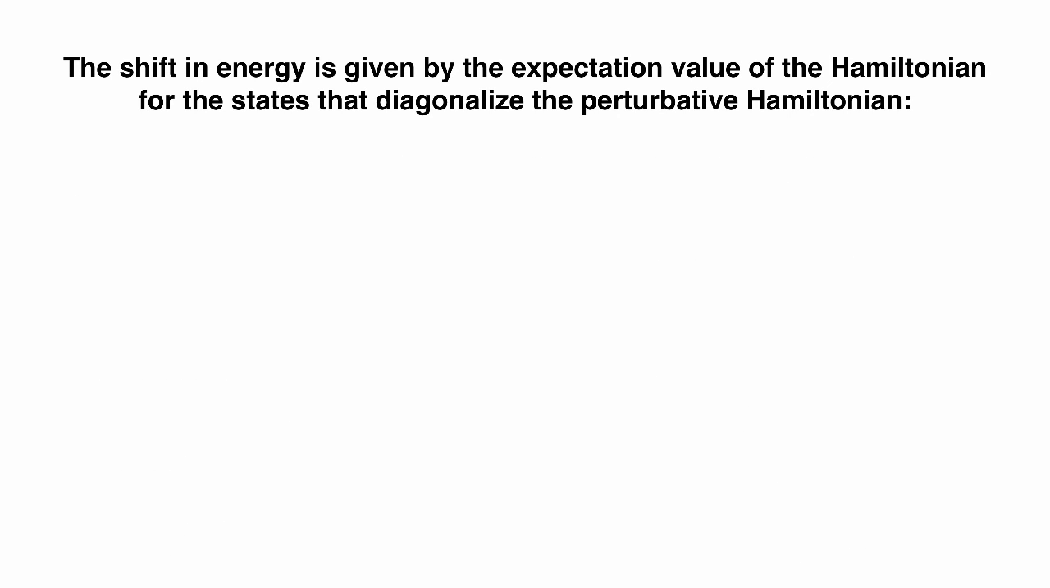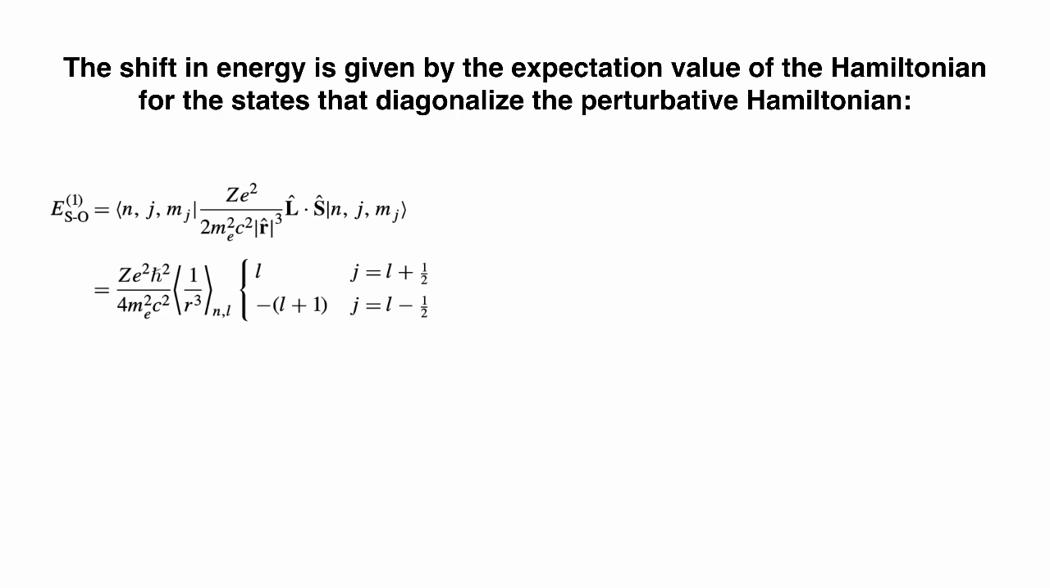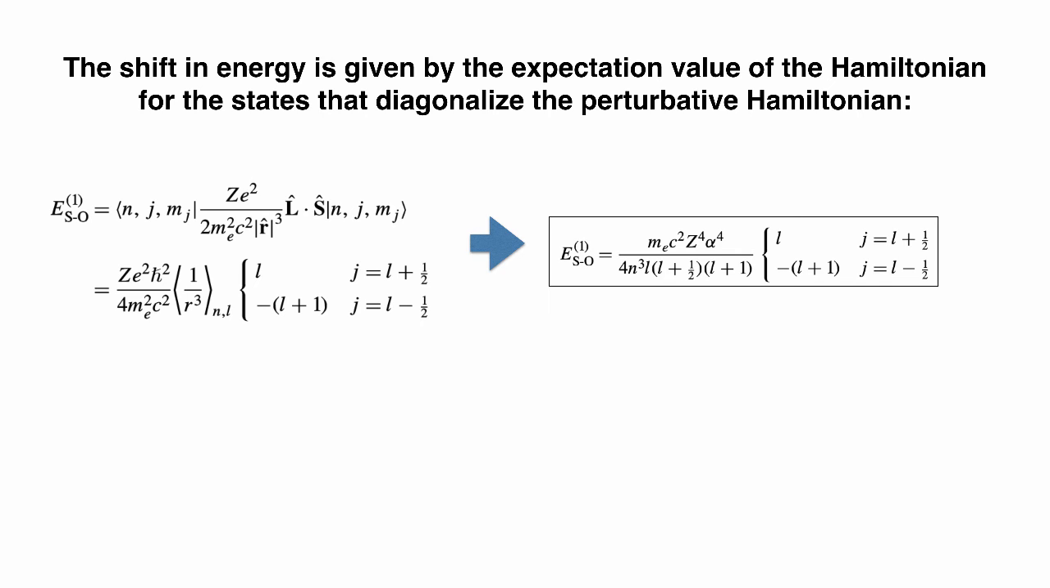So, of course, the shift in energy is given by the expectation value of the Hamiltonian for the state that diagonalizes the perturbative Hamiltonian. So we have the different change, and then we can find out that at the end of the day, what really matters is to calculate the expectation value of 1 over r cubed, okay, for the different state NL. And this result is given to you without any proof.